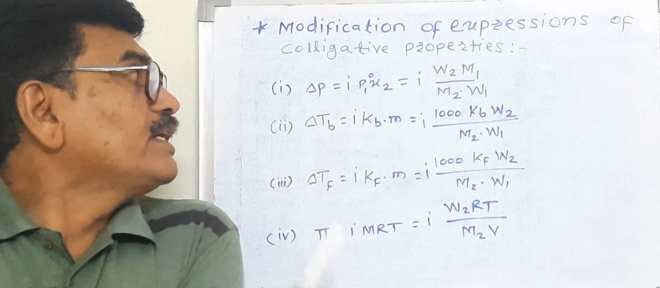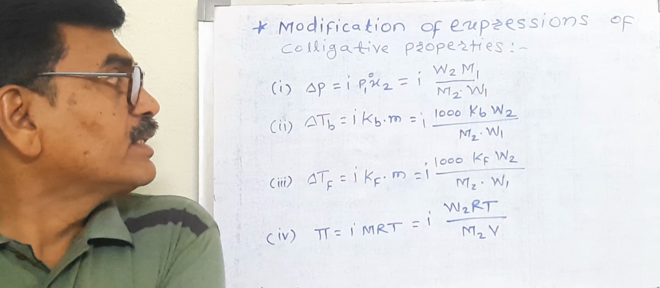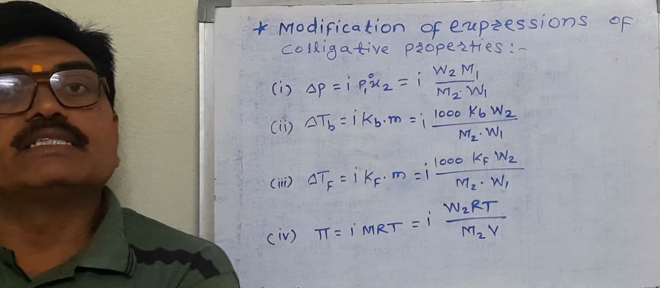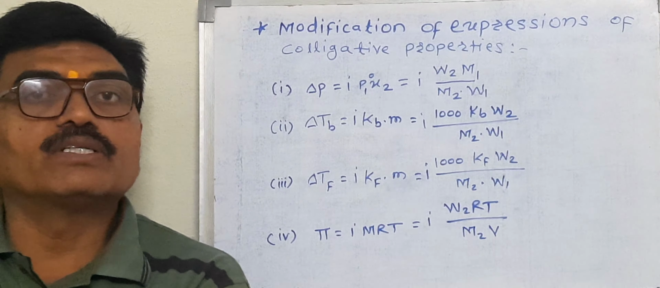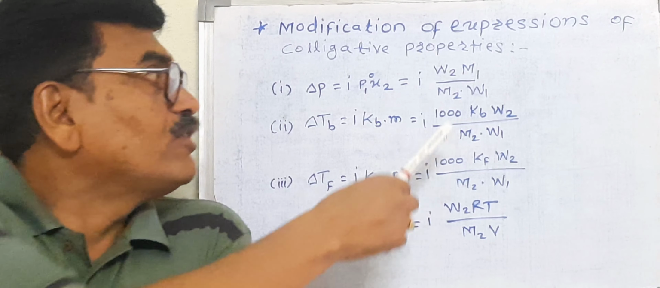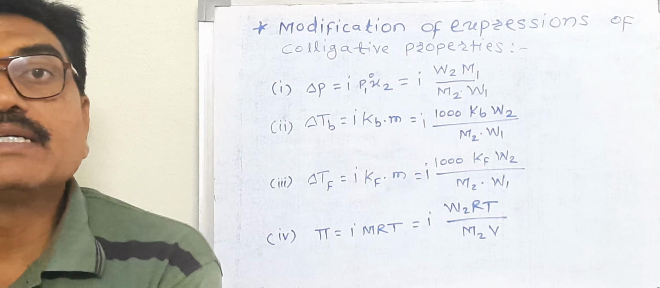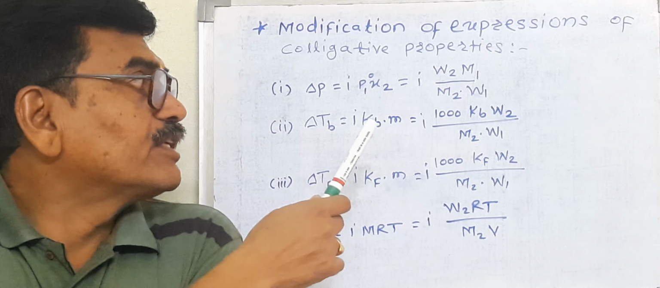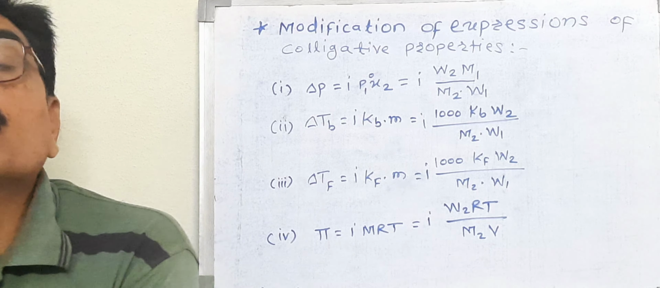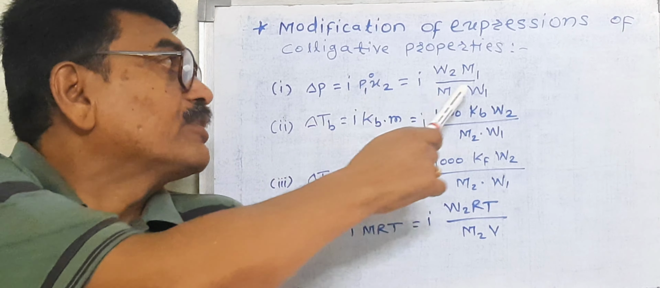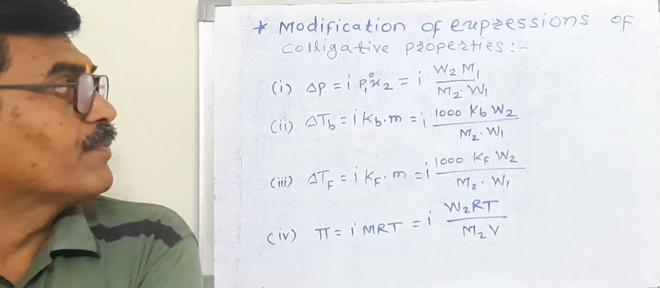The mole fraction of solute, x2, is again given by the formula n2 upon n1 plus n2, by substituting the values of n1 and n2, that is the weight of solute divided by its molar mass, and the weight of solvent divided by the molar mass of that solvent. By rearranging we will get such an equation. So only this change is there.